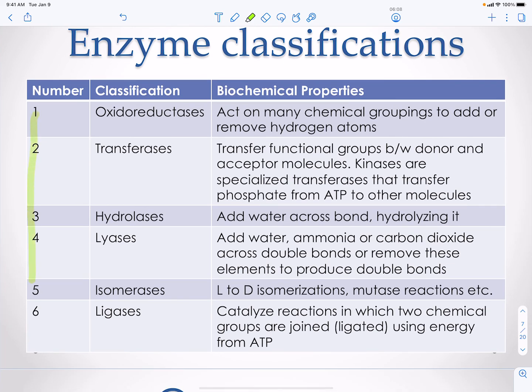So they're given a number and then a classification associated with that number. If it's an oxidoreductase, it's given a classification of number 1. And these, of course, are important in adding or removing hydrogen atoms. 2 is our transferases. They're going to transfer functional groups. We have hydrolases that are going to add water across a bond. We have lyases that can add water, ammonia, carbon dioxide across double bonds. They can also go in the reverse direction. Isomerases are going to change the form, so going from D to L, moving around different elements within a molecule. And then ligases are going to join 2 different groups.